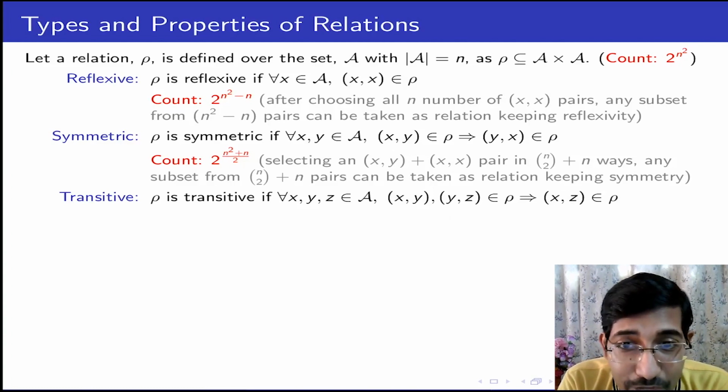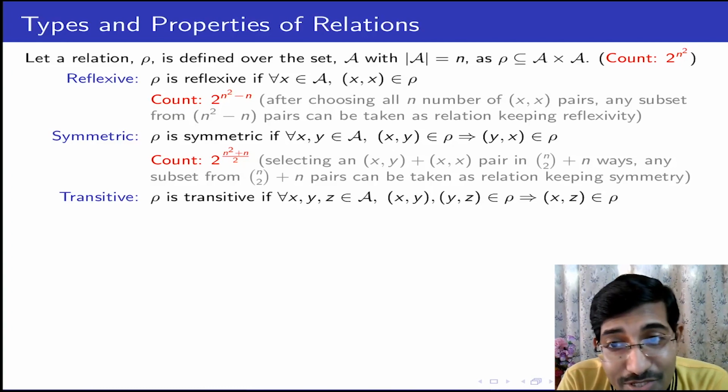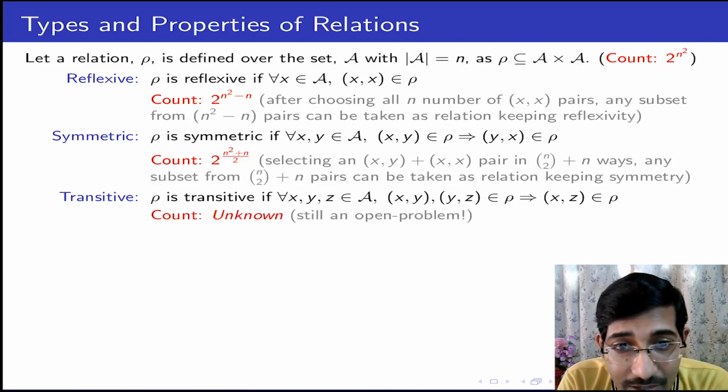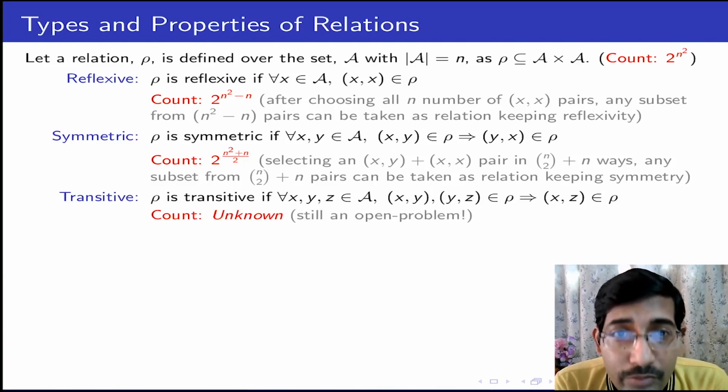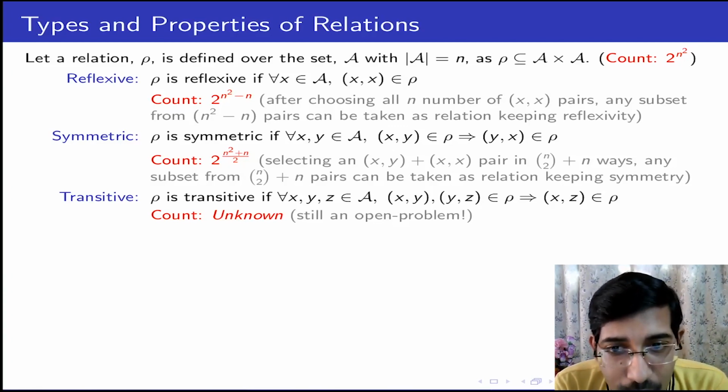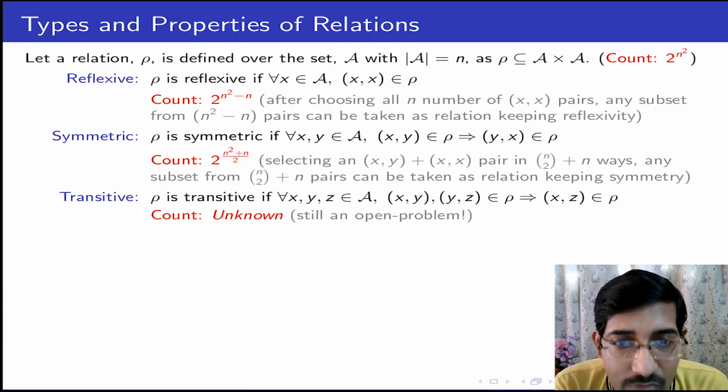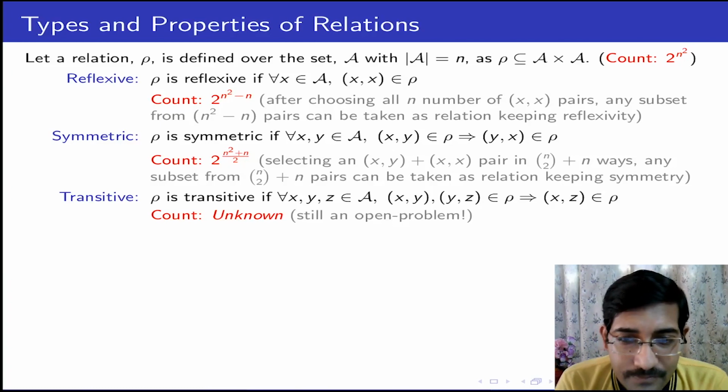Interestingly, if you try to look for how many such transitive relations are possible, still it is an open problem, and there is no closed formula, just like the previous one for symmetric and reflexive. There is no closed formula till now which says how many such transitive, only transitive, binary relations over set A are possible.